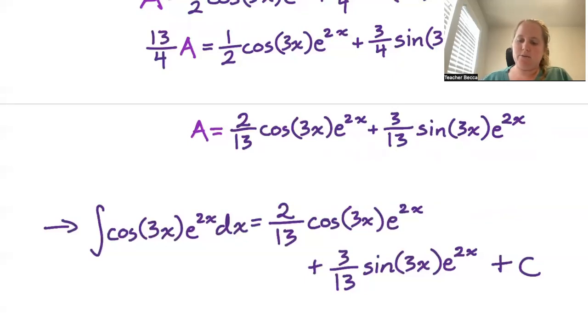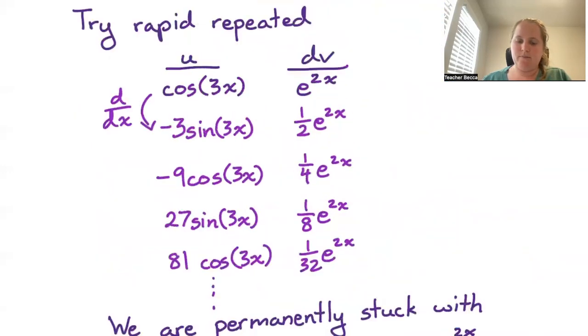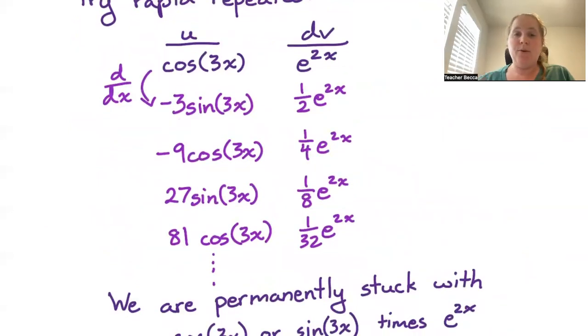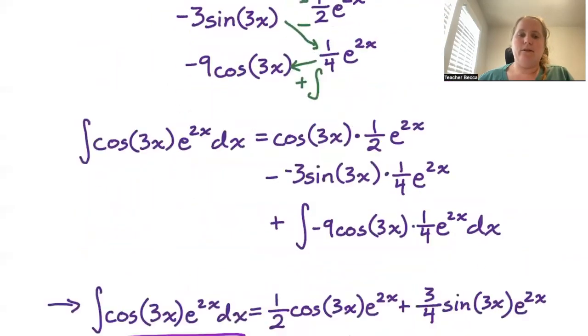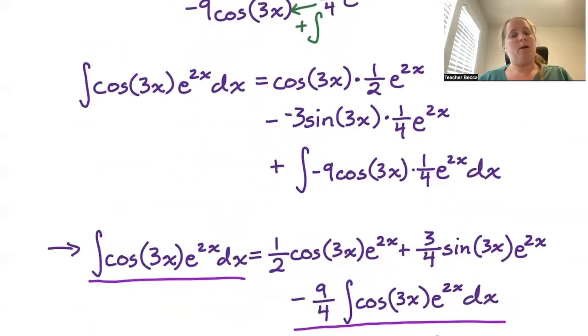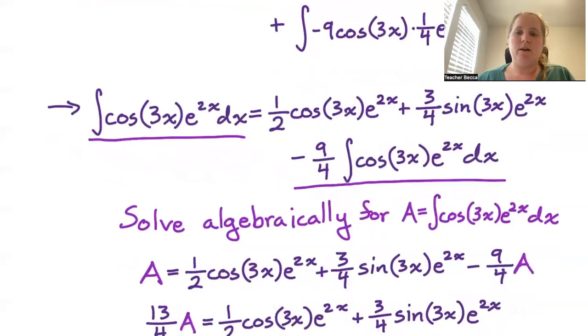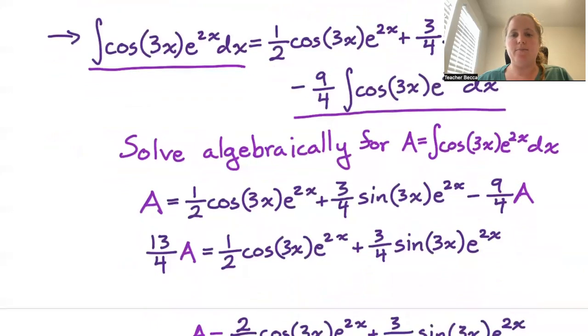Anytime we have this case where our rapid repeated integration by parts is just kind of going cyclically on forever, then we can simply stop when we notice a repeat row that's only off by a scalar, and then solve for that integral. I recommend swapping it out for some capital A or whatever letter you want, whatever symbol you want, just so you can shorthand it. It's a little easier to recognize what you're solving for then.